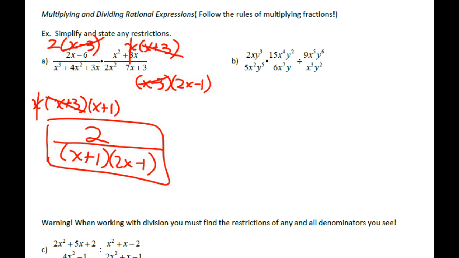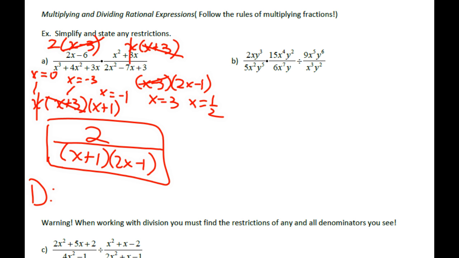Now, for the domain, again, guys, we have to find our domain before we cancel. So in the first denominator, I had a plain x, so x would be equal to 0. In my second one, I get x equals negative 3. And in my last parentheses, I get x equals negative 1. On the second denominator, I have x equals 3 and x equals 1/2.